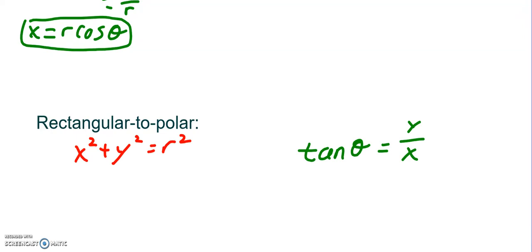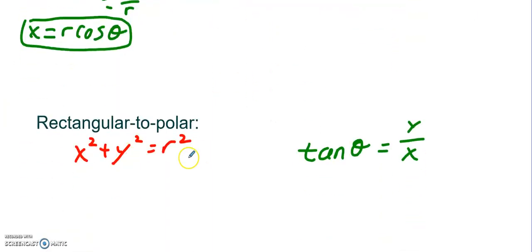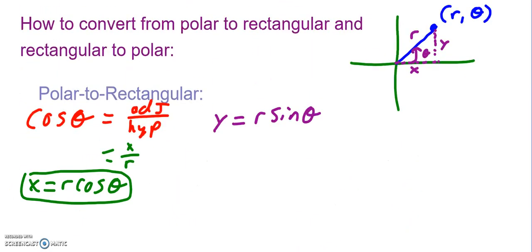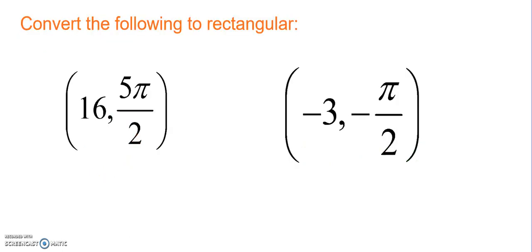All right, so let's discuss. Well, basically, think about what are we doing? We're looking for relationships. So what are the relationships between x and y and r? Well, Pythagorean theorem. So I know x squared plus y squared equals r squared. And what about between theta and y and x? Well, I know tangent of theta is y over x. So this is my relationship between theta and y and x. This is my relationship between x, y, and r. Let's put this in practice.